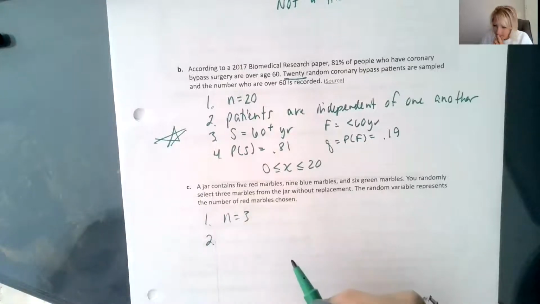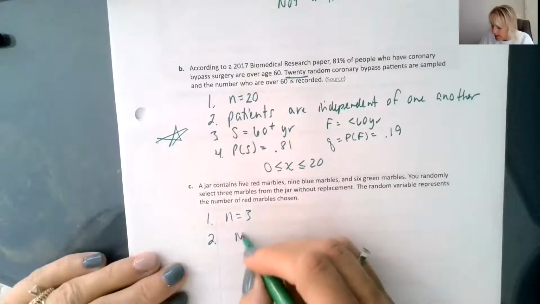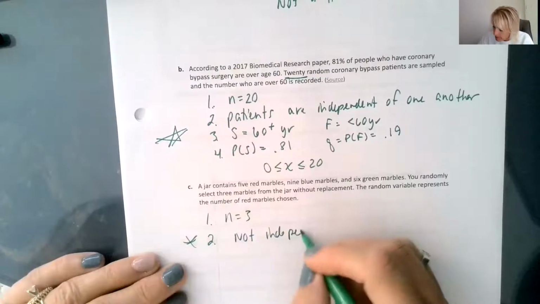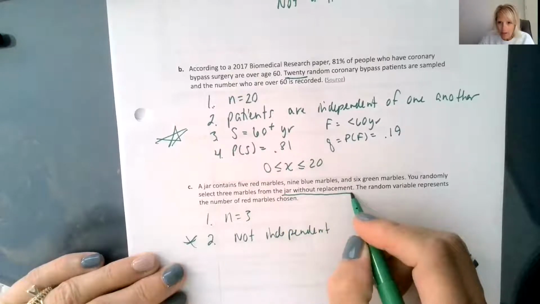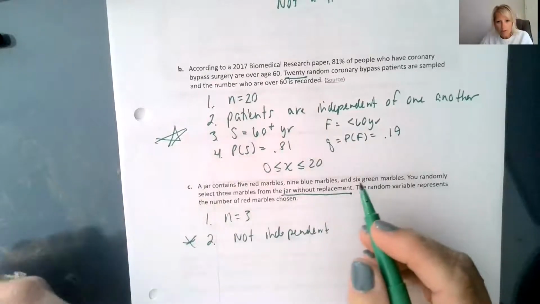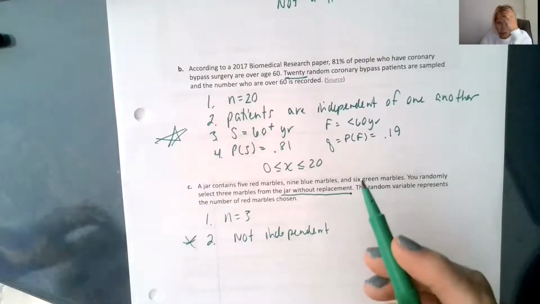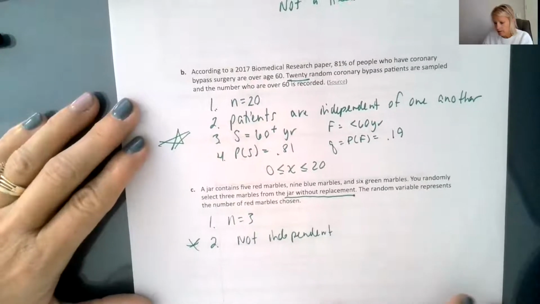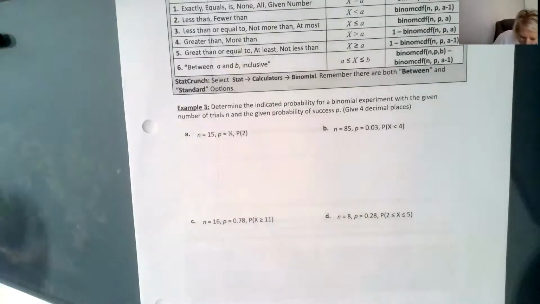And are they independent? Not independent, this is our glitch. They're not independent because we're not replacing them in the jar. If we remove one, it changes the number left in the jar, which changes the probability of the next marble being drawn. So not good.